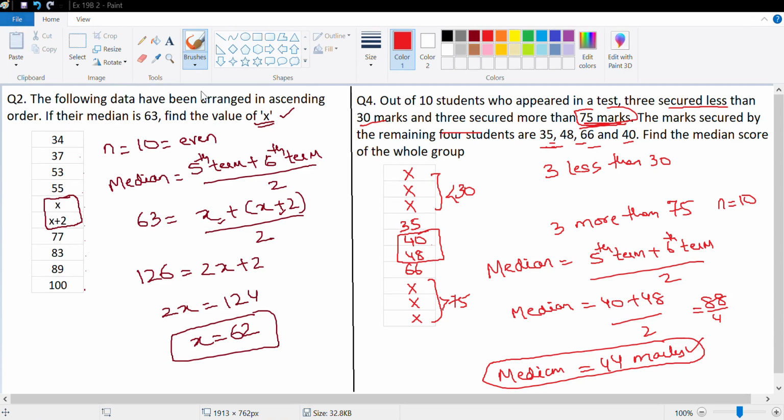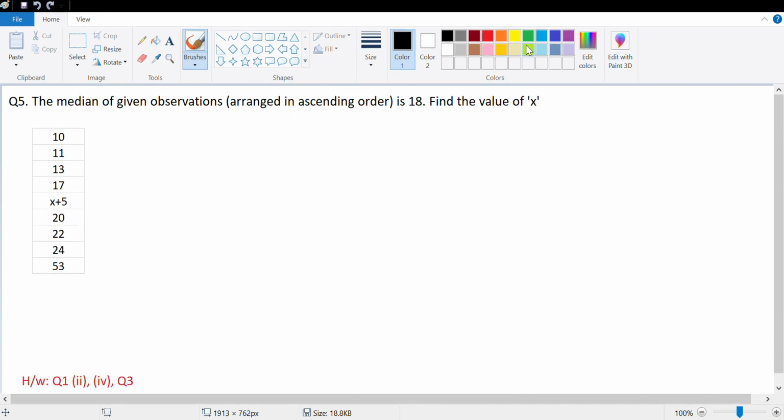That brings me to the last question of this exercise that I do with you, which is question number 5. Median of given observations arranged in ascending order is 18. Find the value of x. Let's count the number of observations. 1, 2, 3, 4, 5, 6, 7, 8, 9. N is equal to 9, which is odd. Therefore, median is equal to the 9 plus 1 upon 2th term, which means the 5th term.